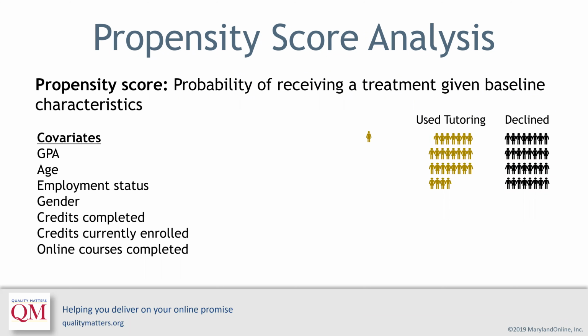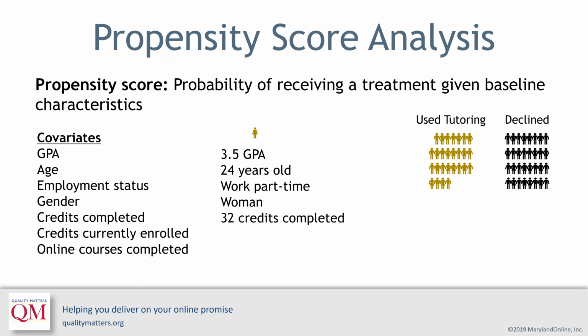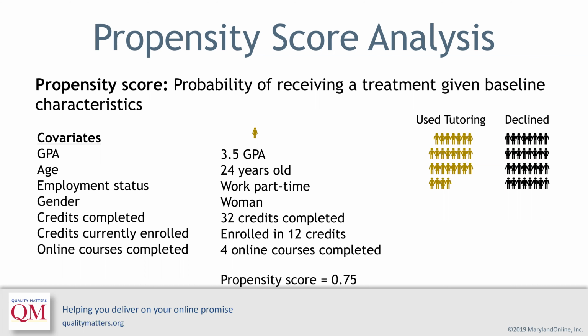So for example, we could take the first person. They have a 3.5 GPA, are 24 years old, work part-time, identify as a woman, have completed 32 credits, are currently enrolled in 12 credits, and have taken 4 online courses. We put all these variables for all these people into the logistic regression model, and for this particular individual, we could say the propensity score is 0.75.